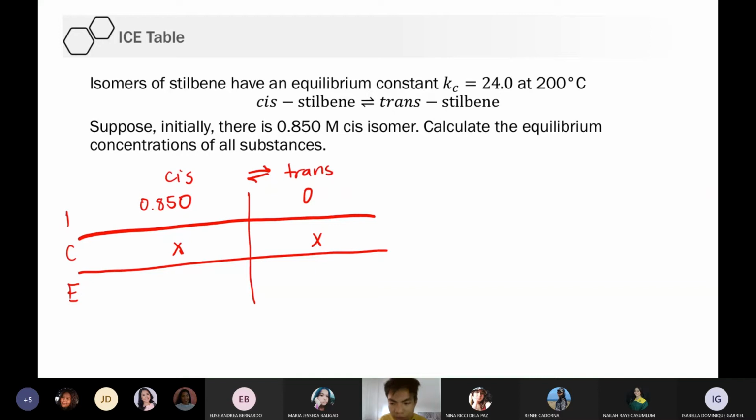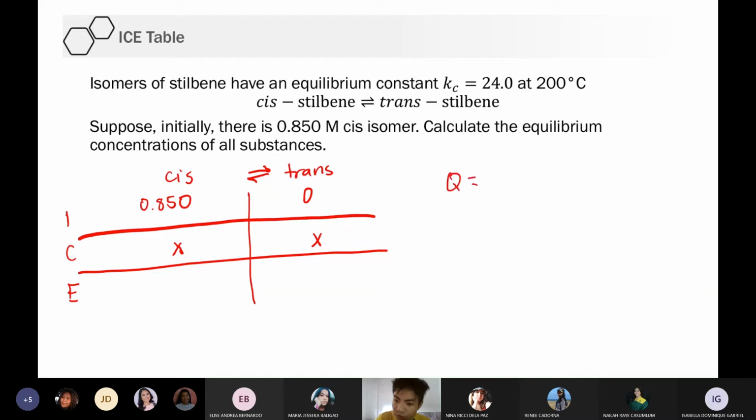The answer for that is predicting the direction of the reaction, which I discussed last time. You have to determine first where the reaction is going. How? You compare the Q with the K. So let's do that. Let's compare Q and K so that we will know whether the change is positive or negative for each chemical species. So let's find the Q first.